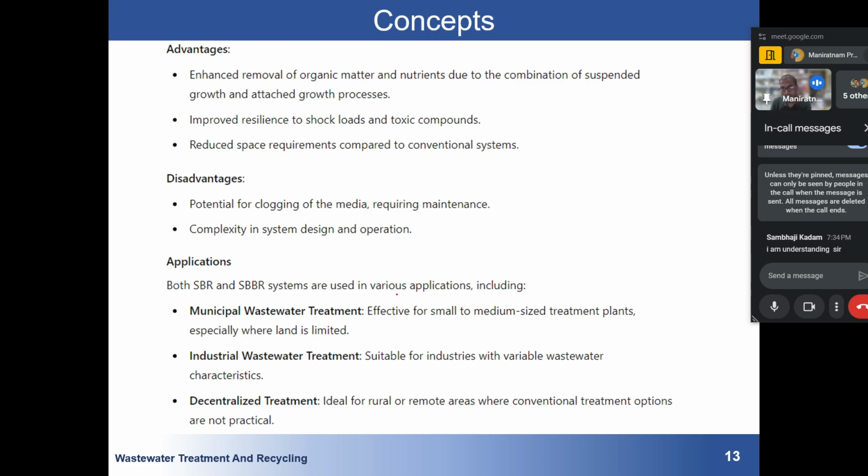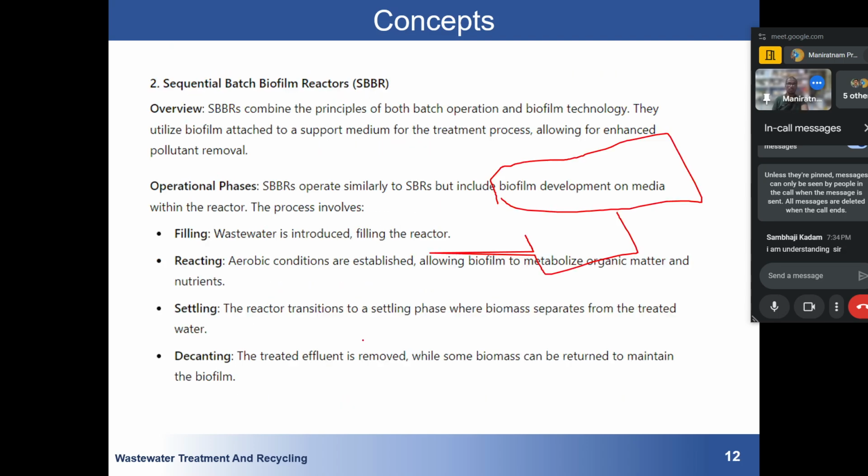Both SBR and SBBR are used in various applications such as municipal wastewater treatment, industrial wastewater treatment, and decentralized treatment. Okay, so I hope all these things are clear to you.